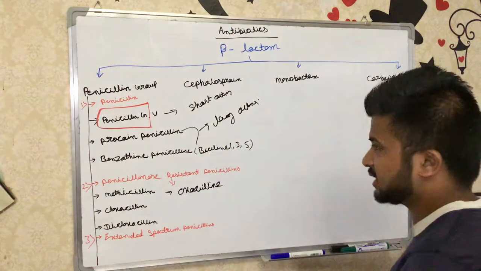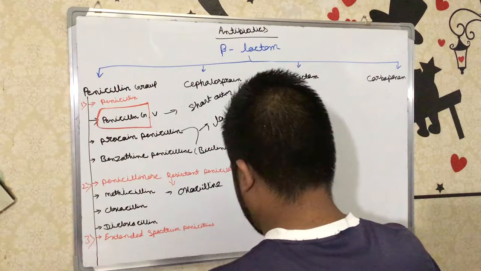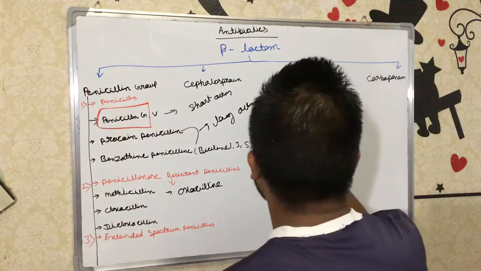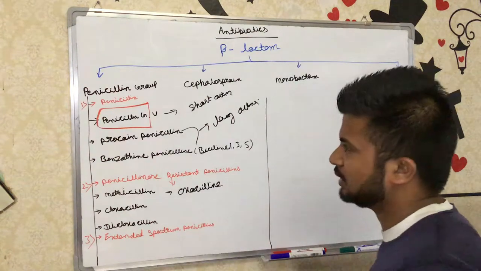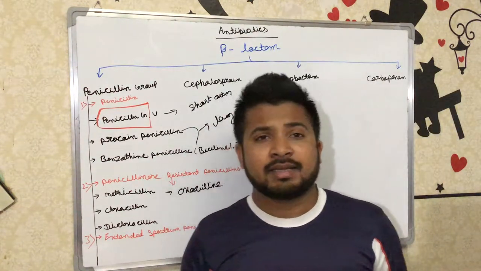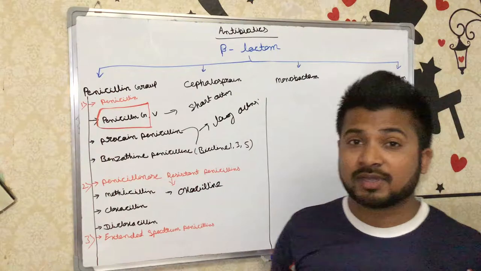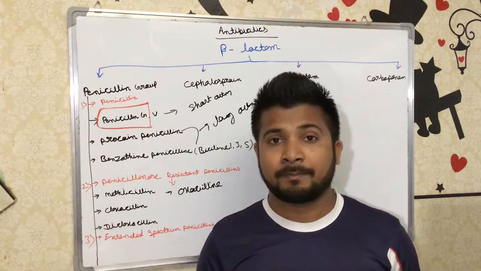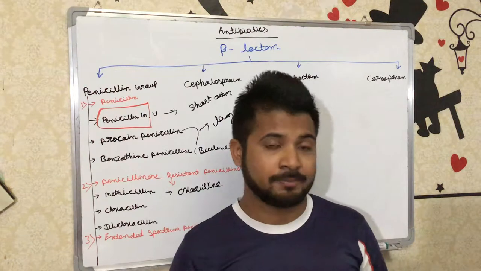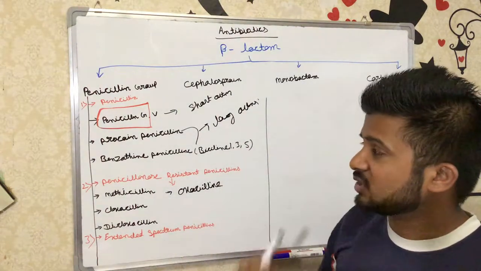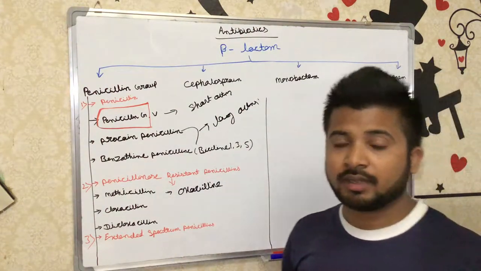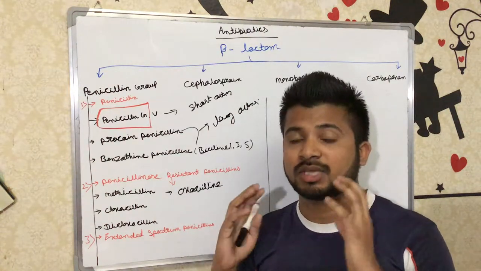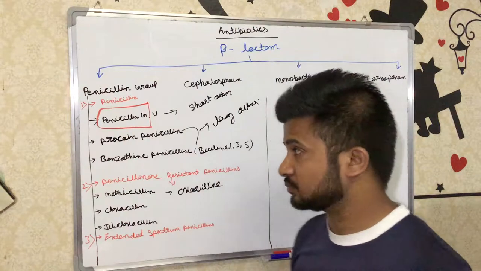So let's first discuss penicillin. About the history, in 1940 or 1941, it was first obtained from a fungus, Penicillium notatum. From that time, it is still used for some specific bacteria, and for some bacteria it is the drug of choice.